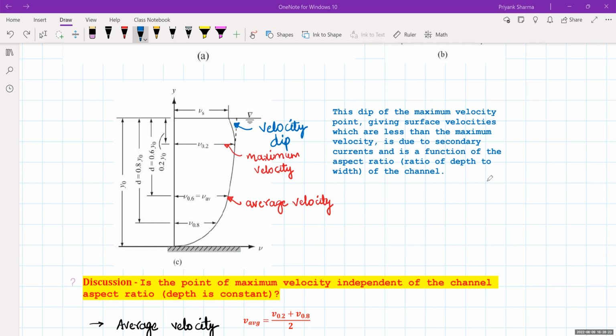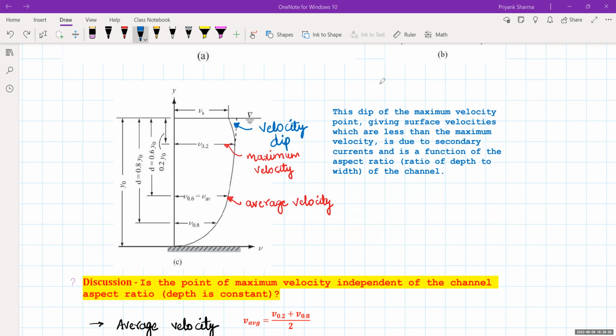So interestingly, if the maximum velocity is not at the surface, then where is the maximum velocity? So maximum velocity is at this point, that is 0.2 times the depth. Now y0 is the entire depth, so it is 0.2 times the depth below the free surface. So at this point you get the maximum velocity. Now the average velocity is obtained at a distance 0.6 times the depth from the free surface. So at that point you get the average velocity.